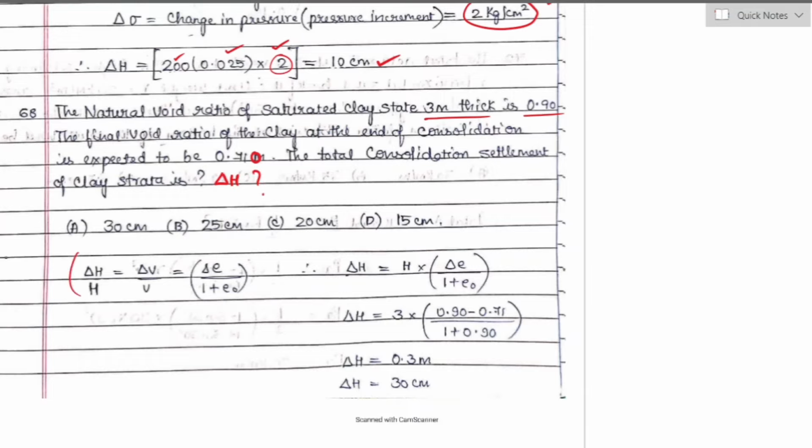We know that the relation between the change in water ratio and total settlement is given as delta H is equal to H into change in water ratio divided by 1 plus initial water ratio. So substituting the value of clay stratum thickness, that is 3 meter, change in water ratio is the difference between the initial and final water ratio, that is 0.90 minus 0.710, divided by 1 plus e0. e0 is the initial water ratio, so 1 plus 0.90. On calculating this, the total consolidation settlement of the clay strata will be 30 cm. Option A is the right answer.